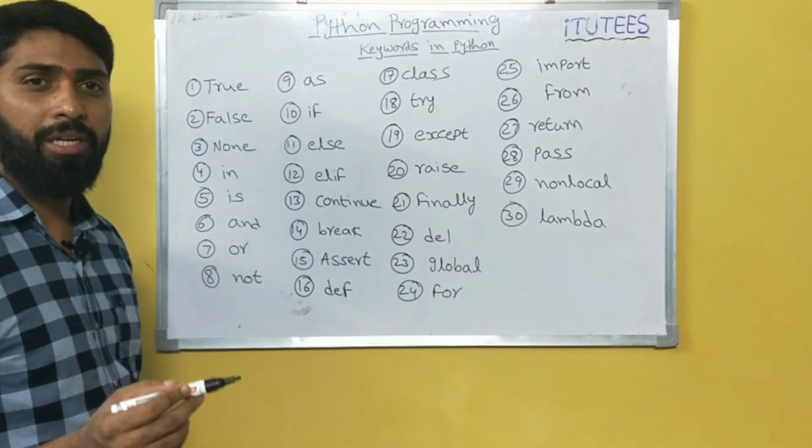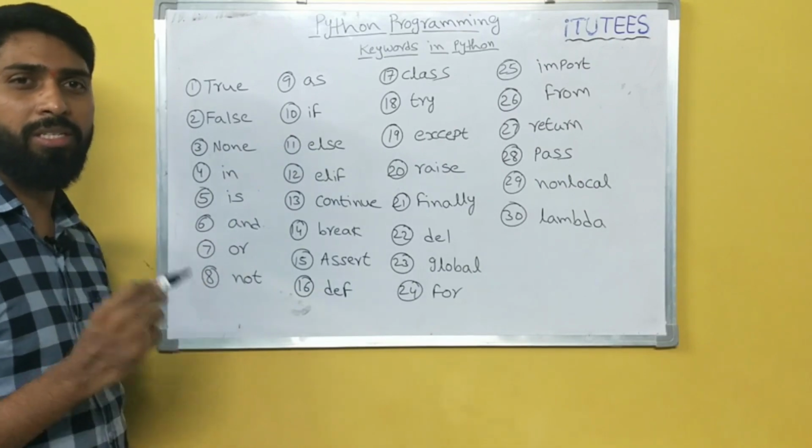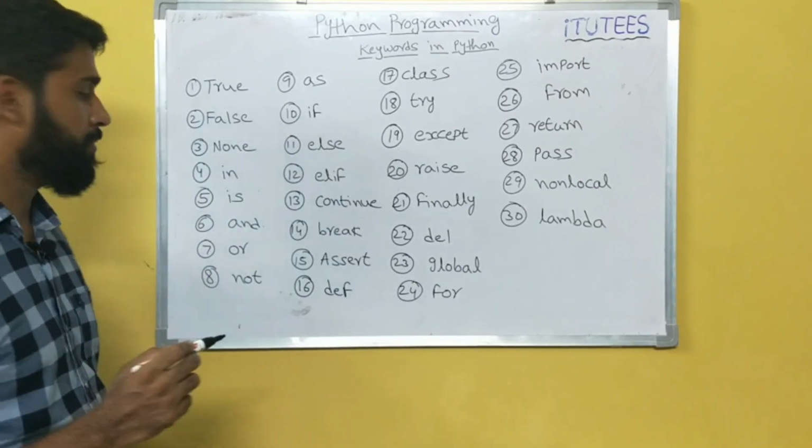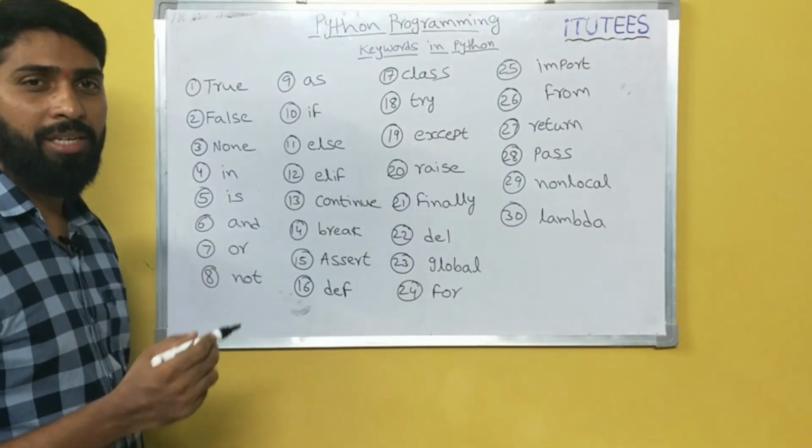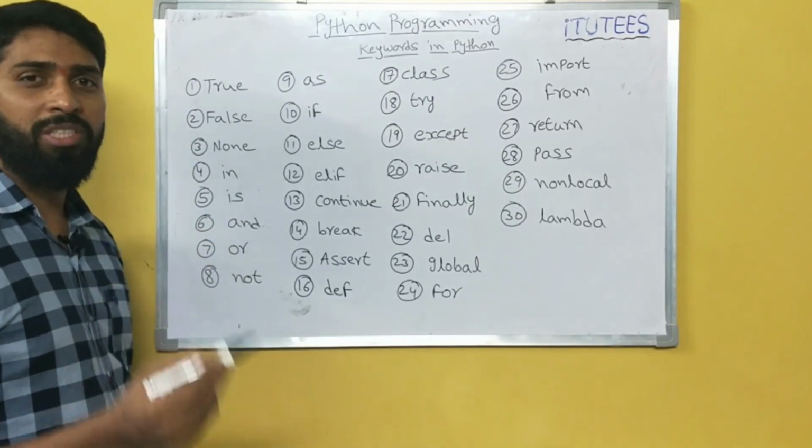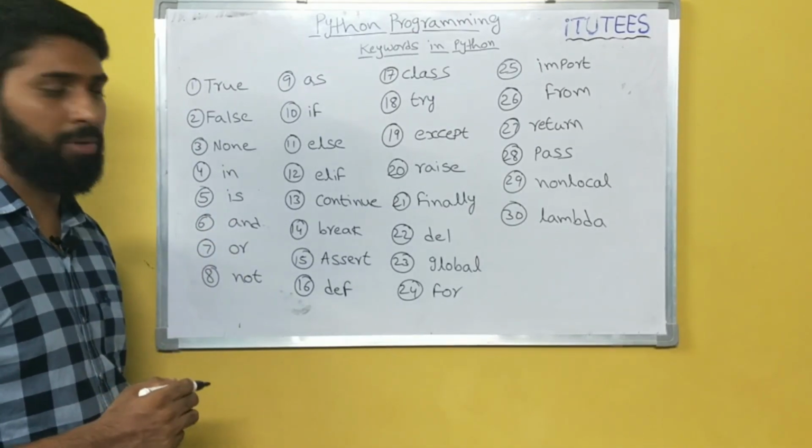Next one, in. We can use in two ways. One is for checking, the second one is for iteration. Next one, is. is is used to check the references of the variable.